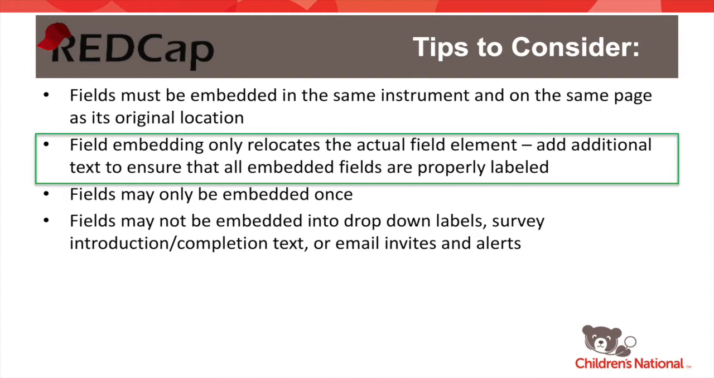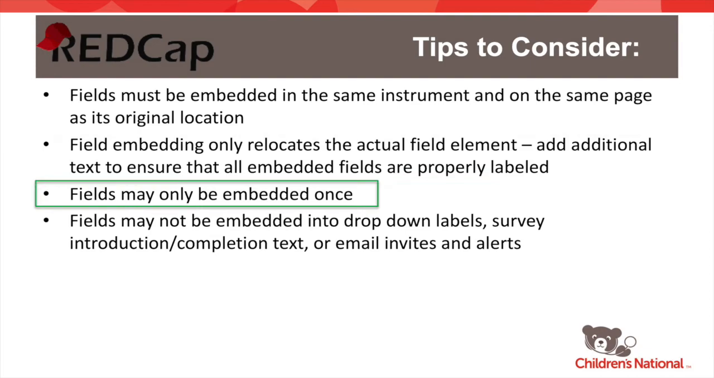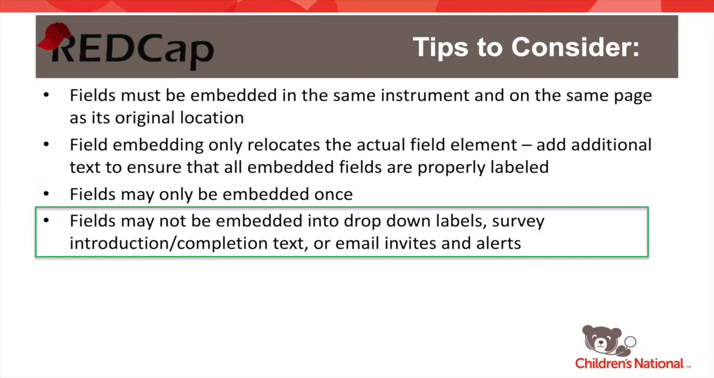And as we demonstrated before, when a field is embedded in a new location, the field label and field note do not appear on the form. With this in mind, it will be important to make sure that you add additional text to ensure that each embedded field is clearly and properly labeled. Fields can only be embedded once and cannot be embedded in 2 places at the same time. And fields cannot be embedded into drop-down labels, survey introduction or completion text, or in any outgoing email alerts or invitations.